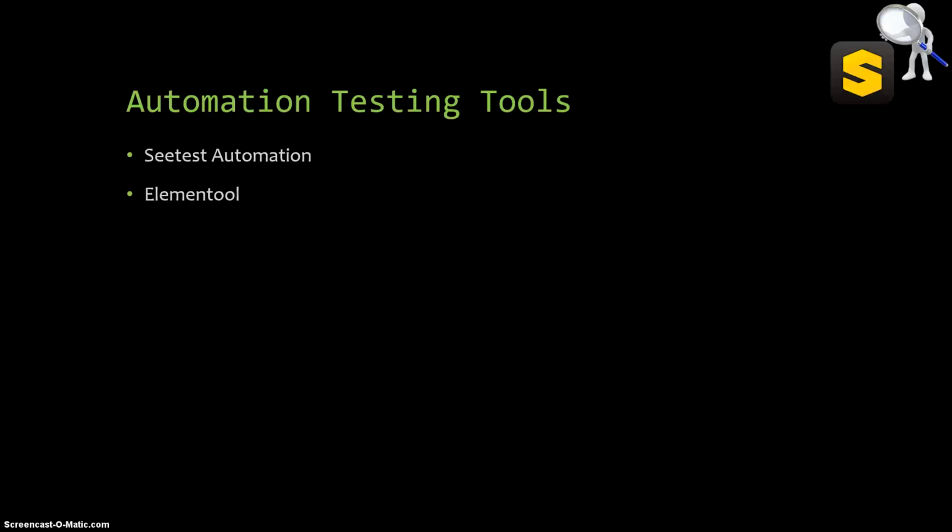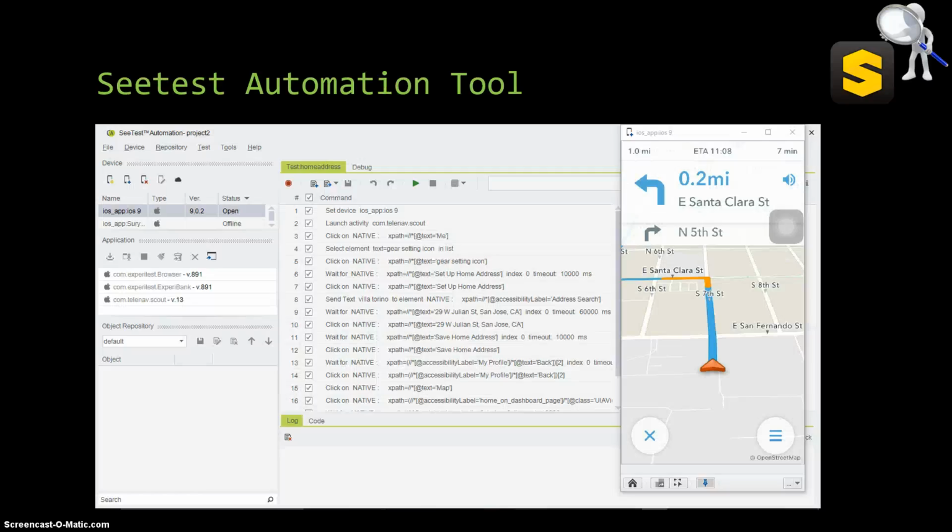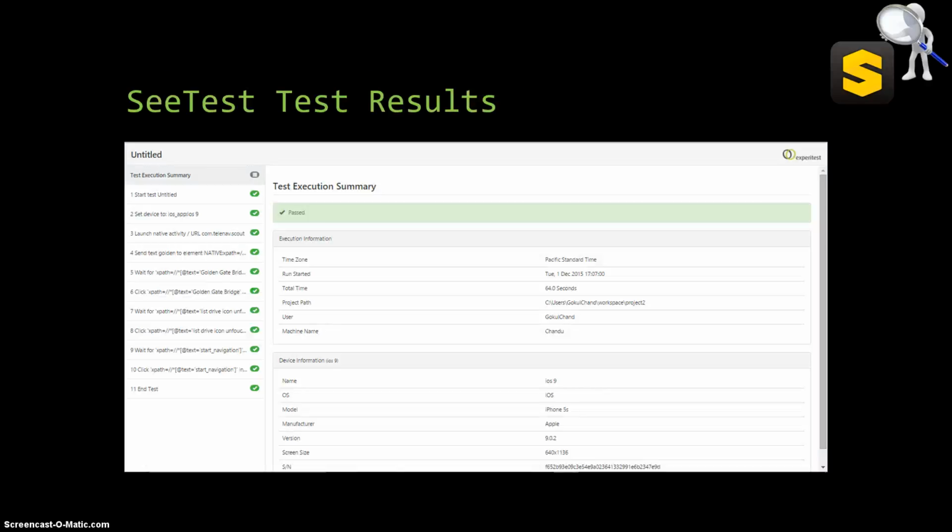Next is the automation testing. In the automation testing, we used tools called C-test automation and the Element tool. C-test automation is basically used for Windows, Android, and iOS. We recorded some scripts and also wrote some Java scripts to simulate automation scripts on the settings and navigation features. This is just a screenshot of it. Then this is one of the test execution summaries of one of the test scripts we have written.